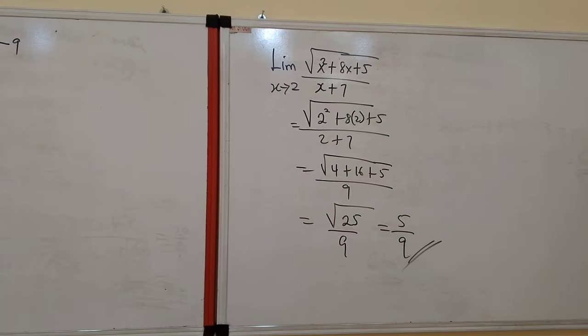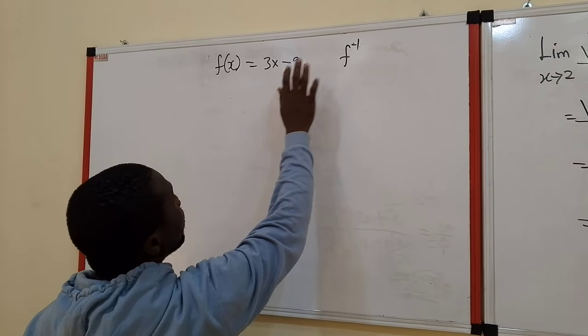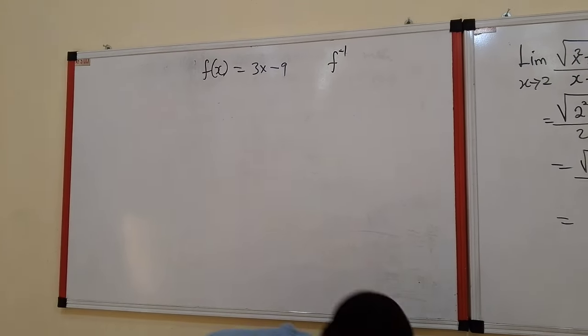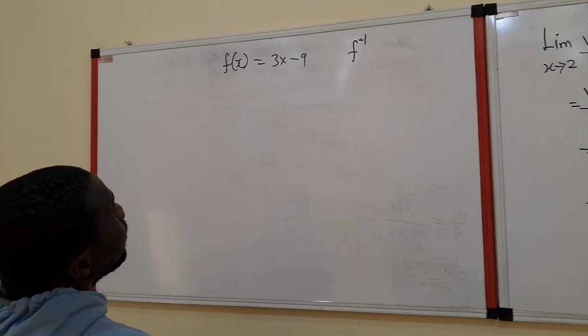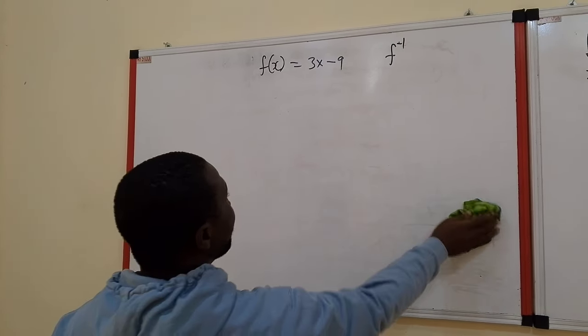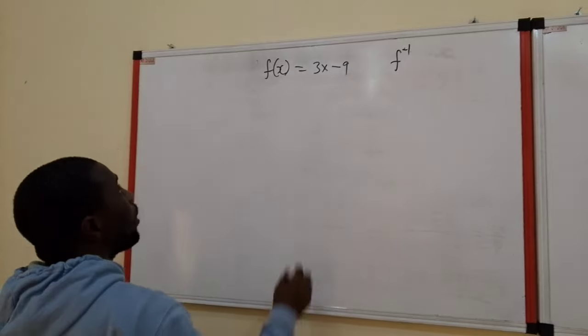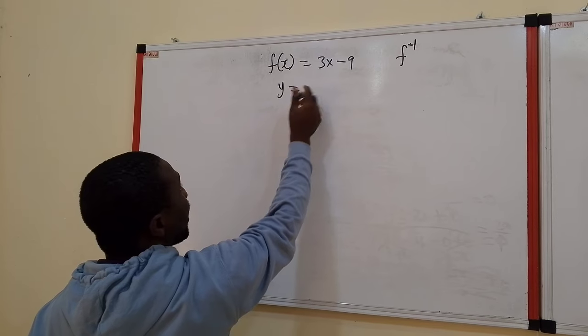Have you looked at implicit function? Okay, we have this question and we are asked to look for the inverse of f. f of x equals 3x minus 9, and we are asked to look for the inverse of f. Okay, this is what you do. Very simple. Let's say f of x is our y, that is 3x minus 9.